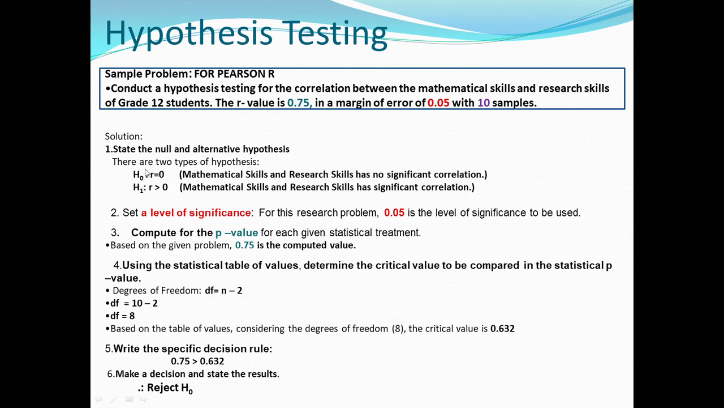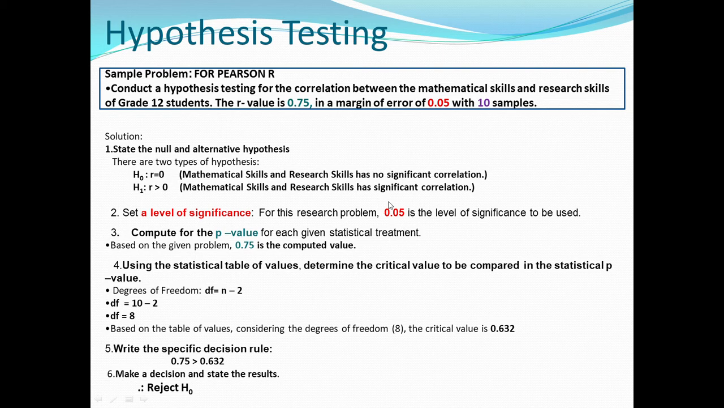Okay, again, the step 1 is to state the null and alternative hypothesis. So, ito na yon. Next, number 2, set a level of significance. Okay, yung level of significance natin, ito, 0.05. So, huwag kayong mako-confused. Yung level of significance and margin of error ay iisa lang. Okay? Again, level of significance and margin of error ay iisa lang. Okay? So, for this research, yung ating level of significance is 0.05.